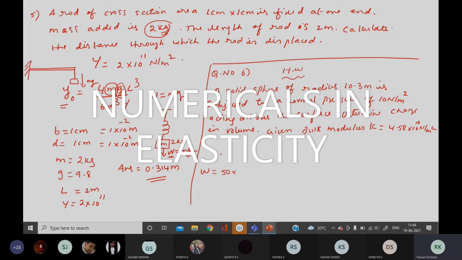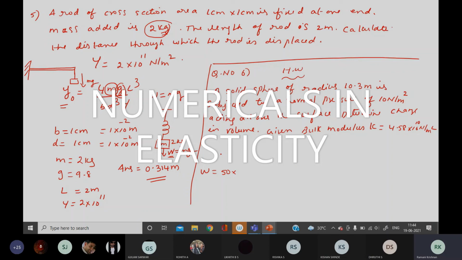So note the question, number 6. I can dictate also. A solid sphere of radius 10.3 meter is subjected to normal pressure of 10 Newton per meter square, 10 Newton per meter square, acting all over the surface.